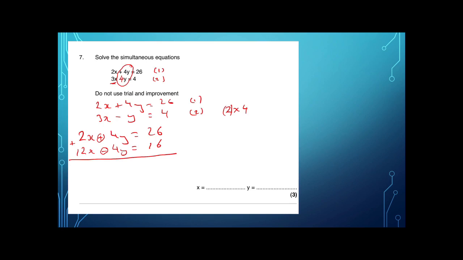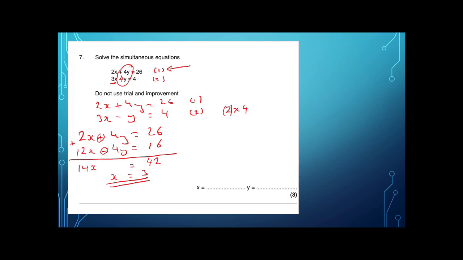So if we add, we get 14x, 0y, which is what we wanted. 26 add 16 is 42. Divide both sides by 14, and that gives us 3. So x is equal to 3. I'm going to put that back into equation 1.